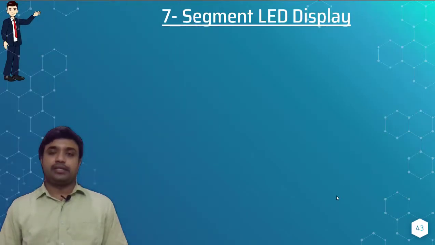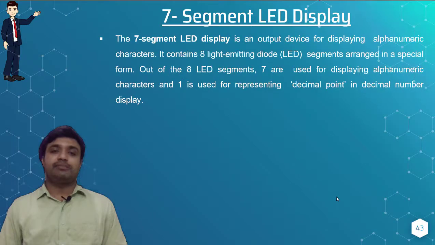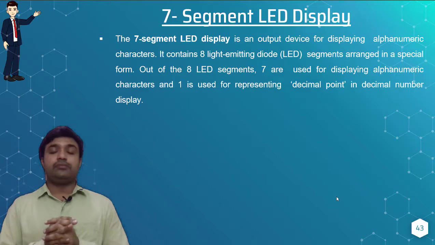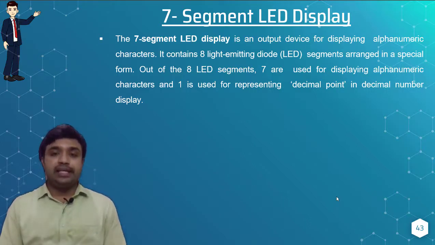Next is the 7-segment LED display. The 7-segment LED display is an output device for displaying alphanumeric characters. A single LED is used for showing status, whereas a group of LEDs are combined together to form different characters. It contains 8 light emitting diode segments arranged in a special form. Out of the 8 LED segments, 7 are used for displaying alphanumeric characters and 1 is used for representing the decimal point in decimal number display.